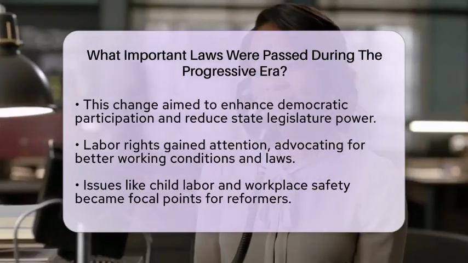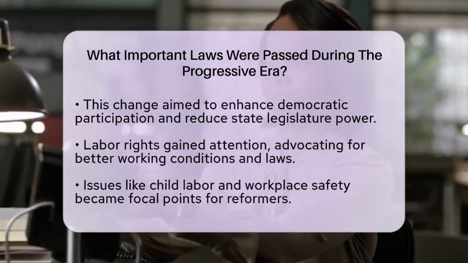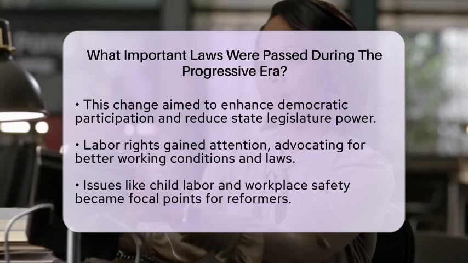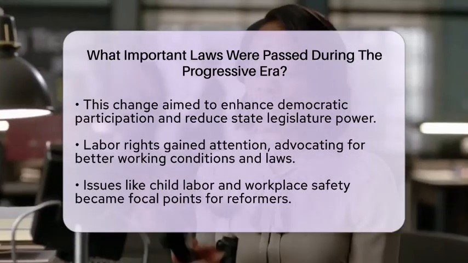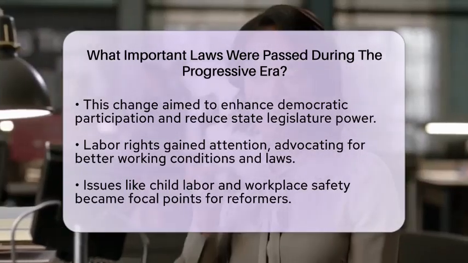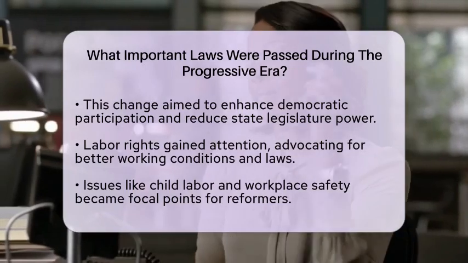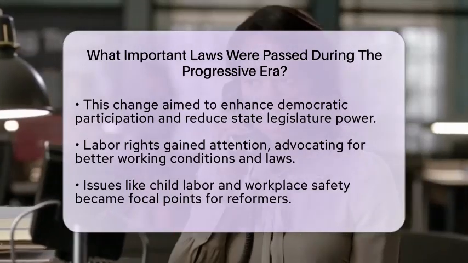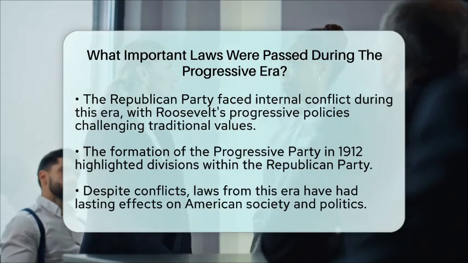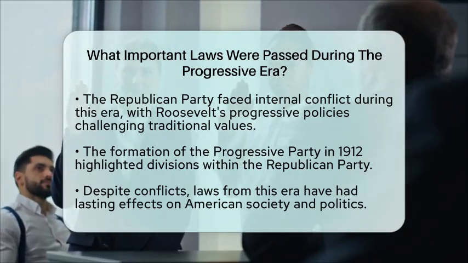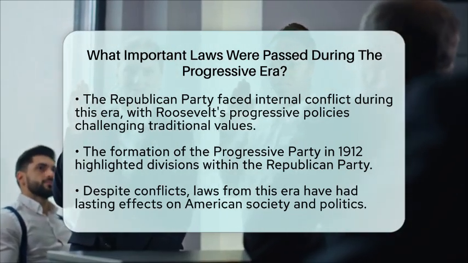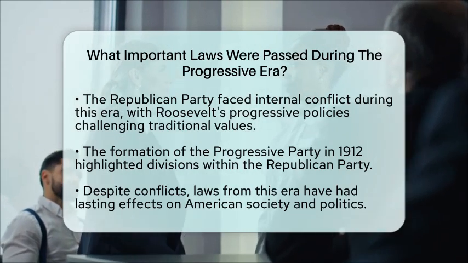The Republican Party experienced internal conflict during the Progressive Era. Theodore Roosevelt's progressive policies, including trust-busting and civil service reform, represented a shift from traditional Republican values. However, these reforms aligned with the party's ideals of fairness and competition, particularly in enforcing antitrust laws. The split within the Republican Party became evident with the formation of the Progressive Party in 1912. This highlighted the tension between traditional conservatives and progressive reformers.